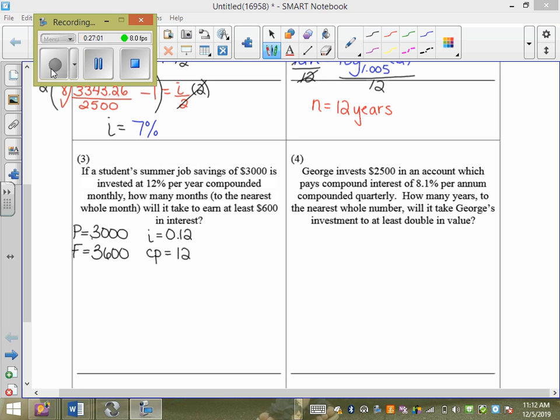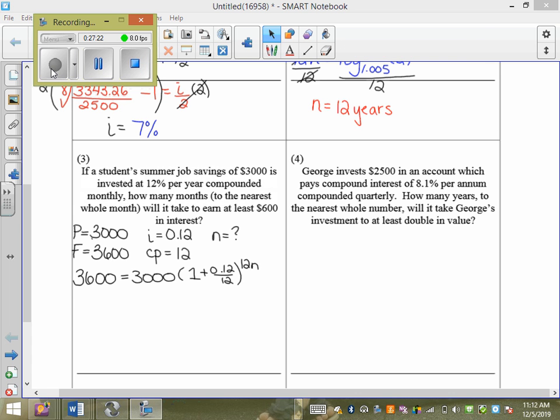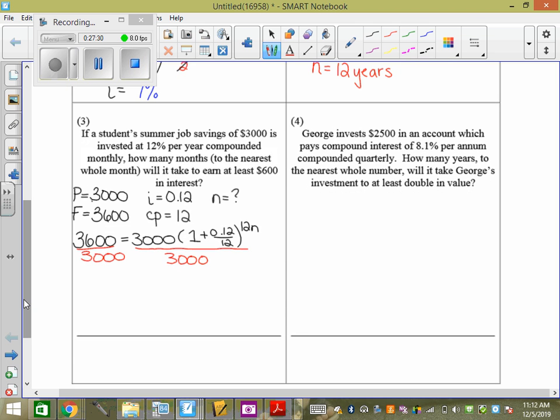And your N is going to be number of years, always. So if you want months, you have to take it and times it by 12. So we get 3,600 equals 3,000 times 1 plus 0.12 divided by 12 to the 12n. The first thing we do is divide by the initial. And you can keep that really large number, or you can reduce it to 6 over 5.